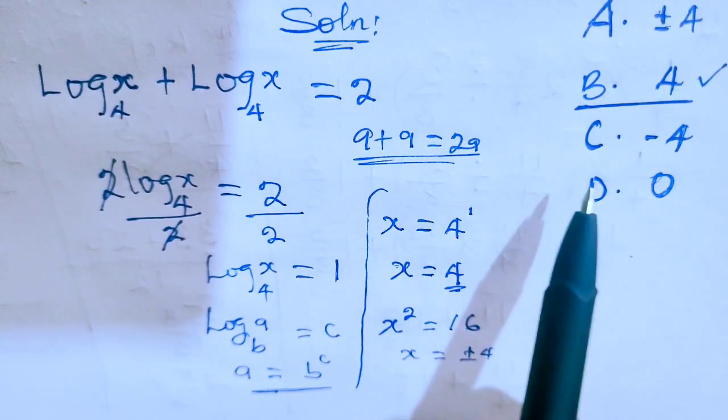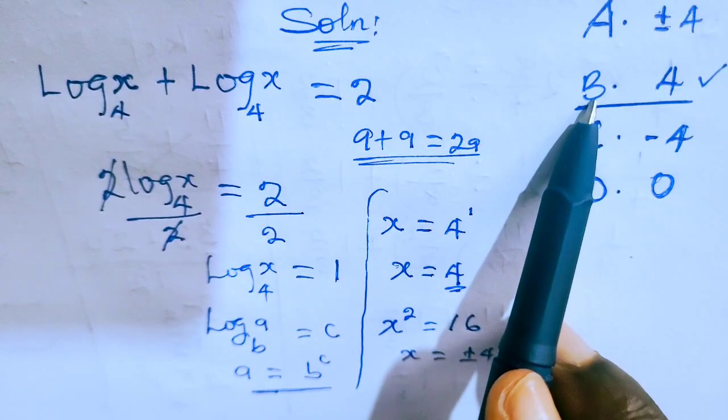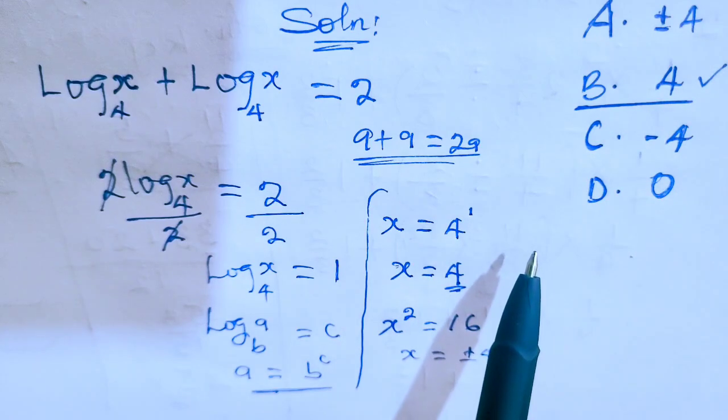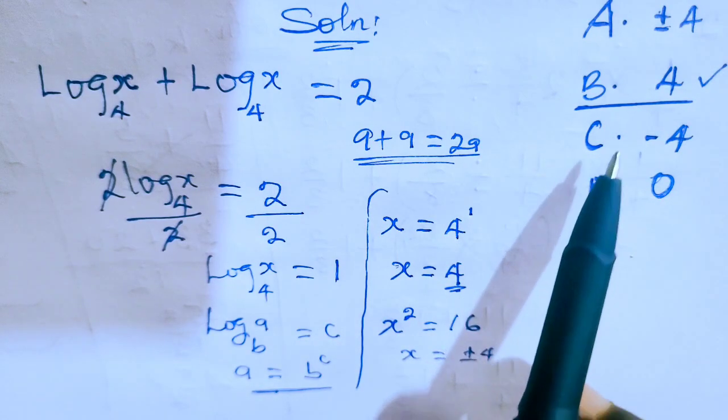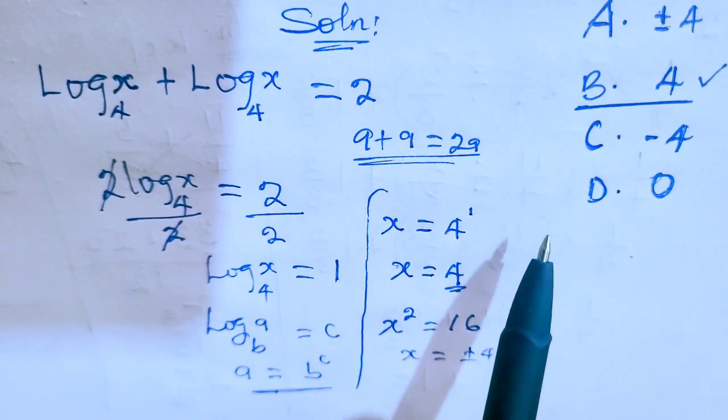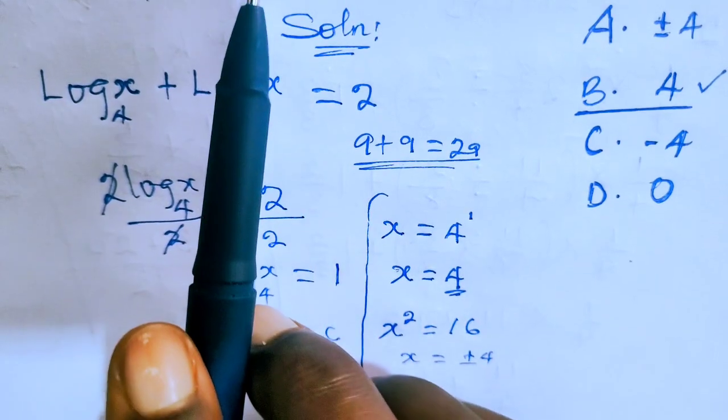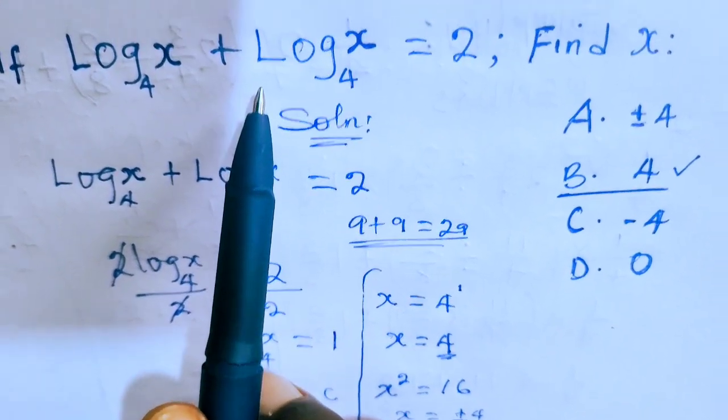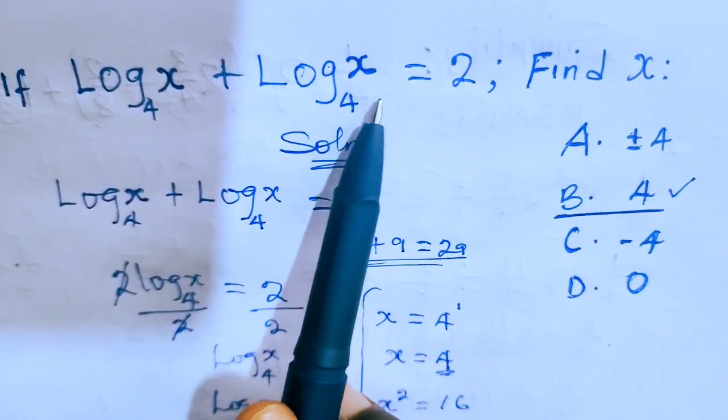And with this, we consider the option B the very best and the right option and the right value of x that will satisfy this logarithmic equation right here.